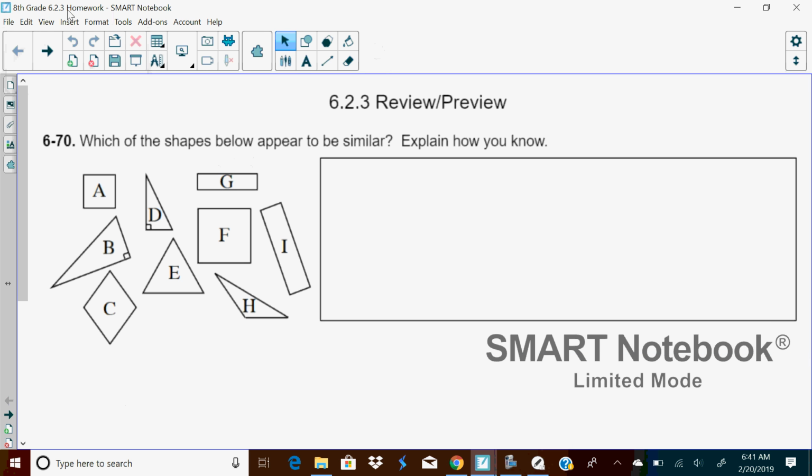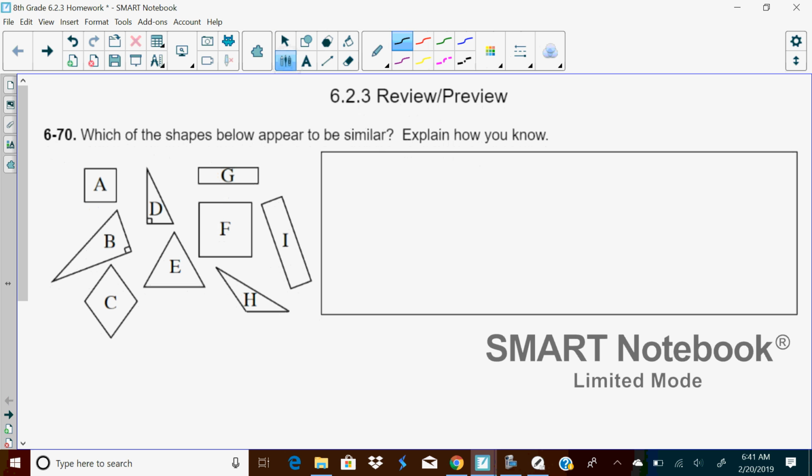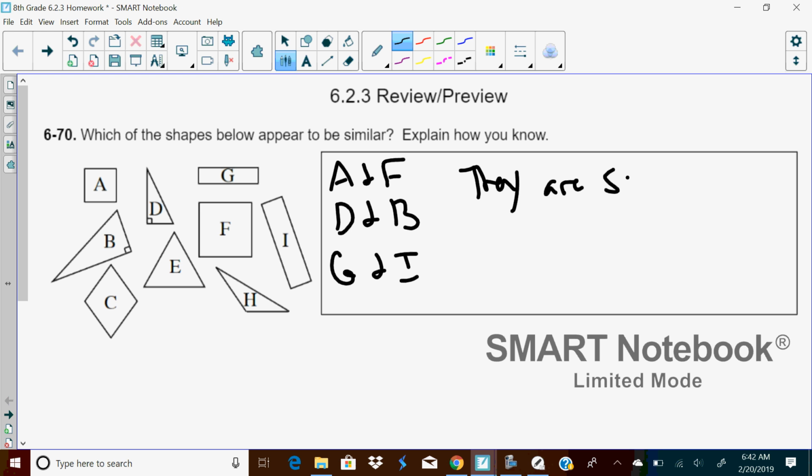Okay, here's the homework for 6.23. Which of the shapes below appear to be similar? Explain how you know. So A and S appear to be similar. I would say D and B, and then G and I. They are the same shape, different sizes.